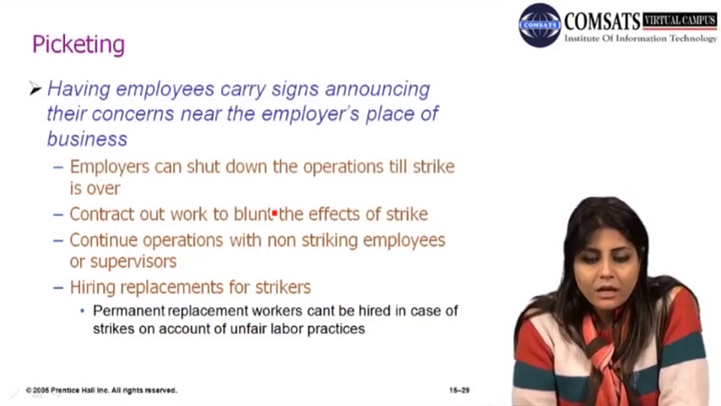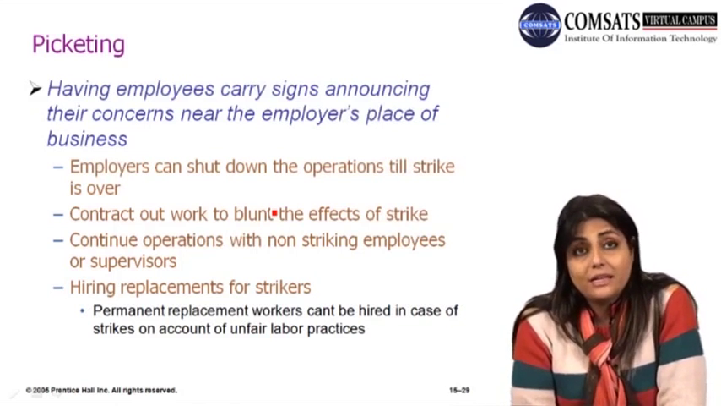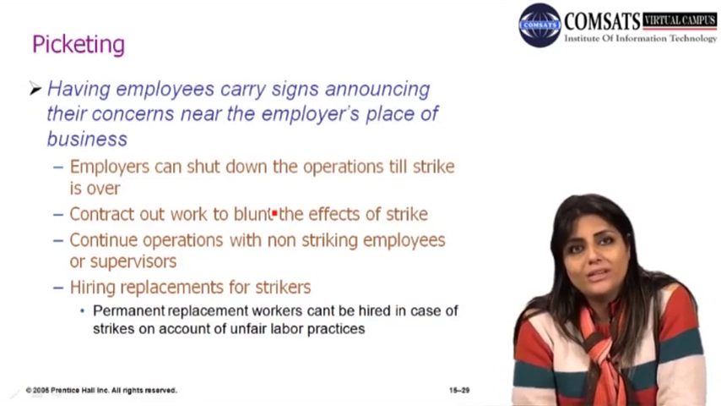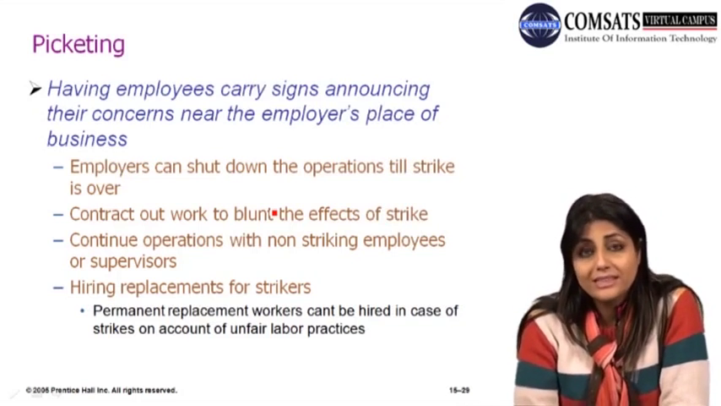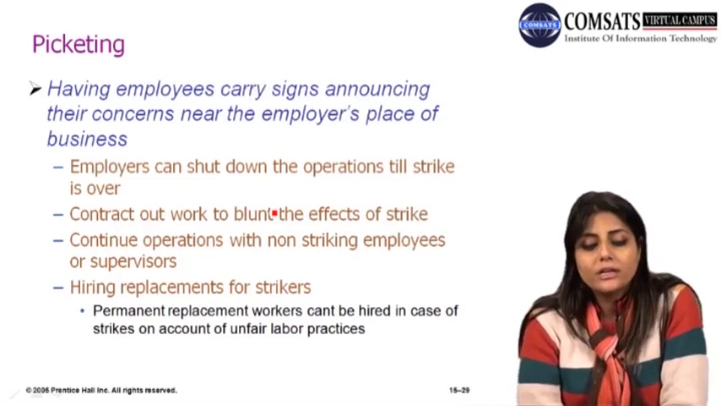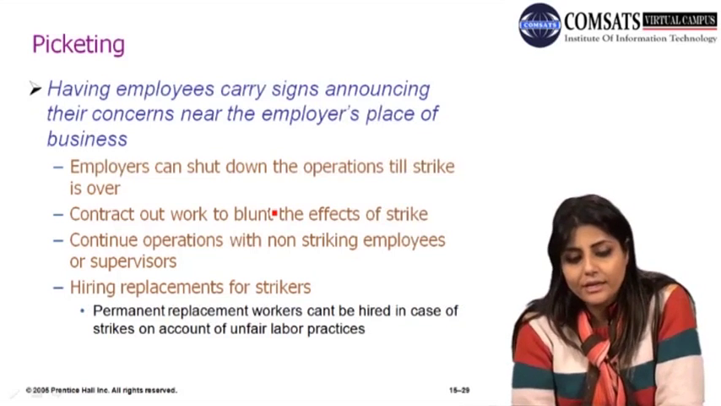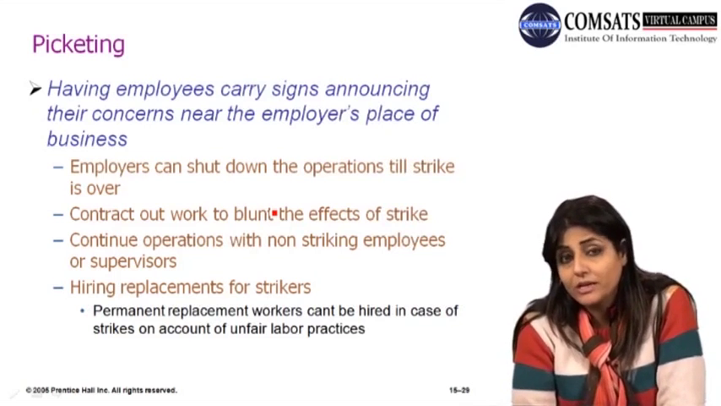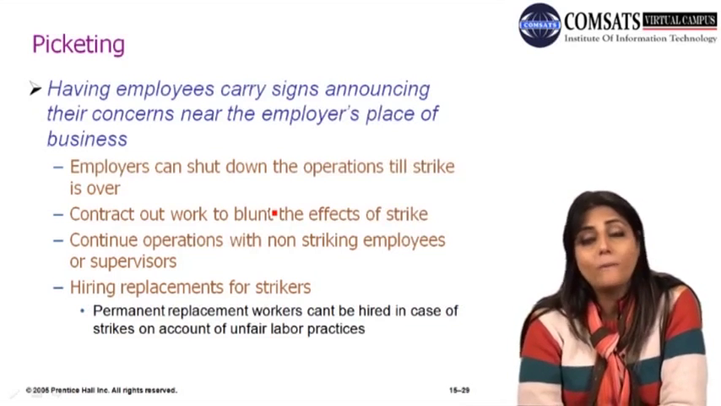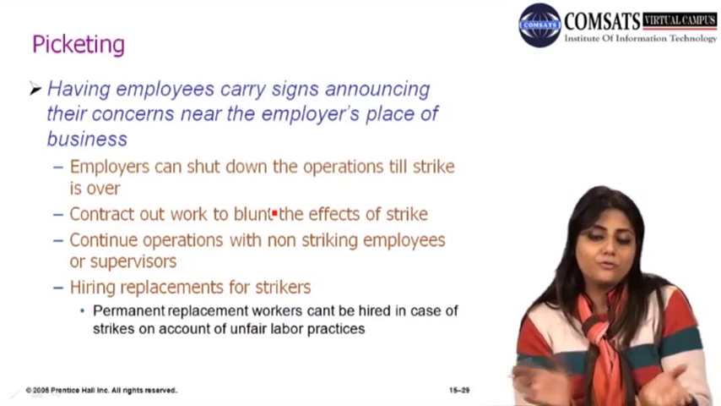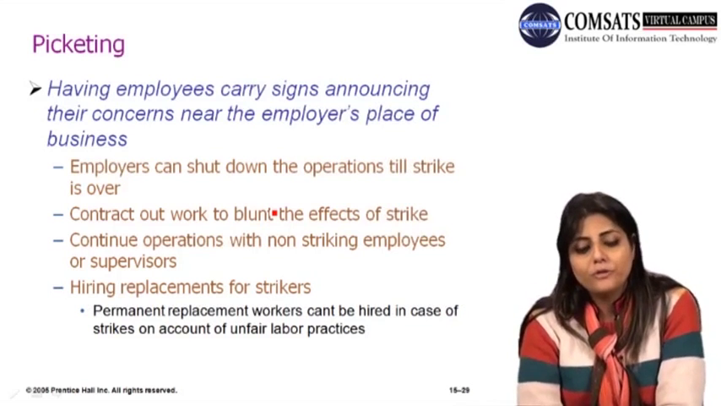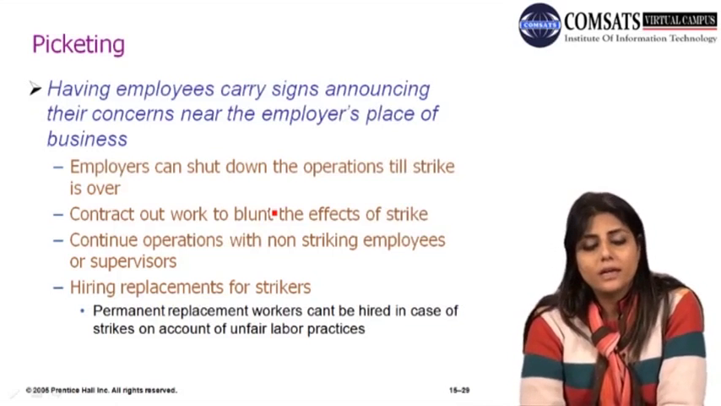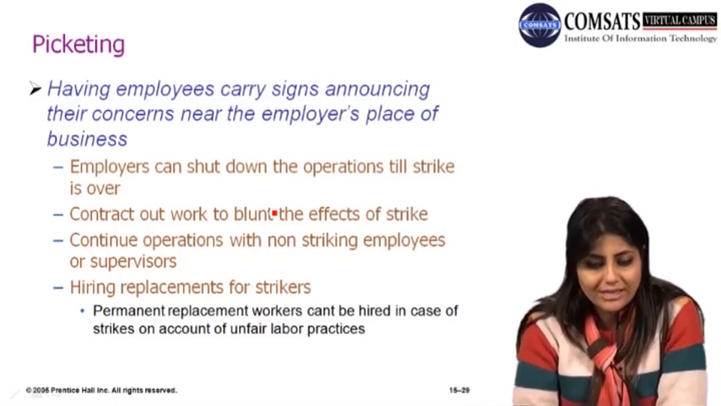So the employer has a number of options when the employees enter into picketing. Employers can either shut down the operations till the strike is over. They can contract out work to blunt the effects of the strike, right? They just contract out the work to someone else, and they continue operations by using shift workers, by making job rotations, and by taking extra work from the current non-striking employees, right?